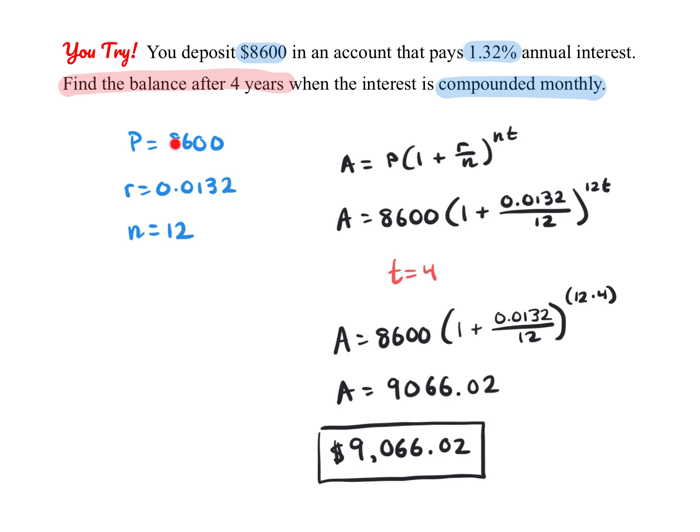So our principal is 8,600. Our R value is going to be 0.0132. And because it's compounded monthly, monthly means 12 times per year. So our N value is 12. Here's my model, plug in T equals 4, and here's the amount of money you have in your account after 4 years.